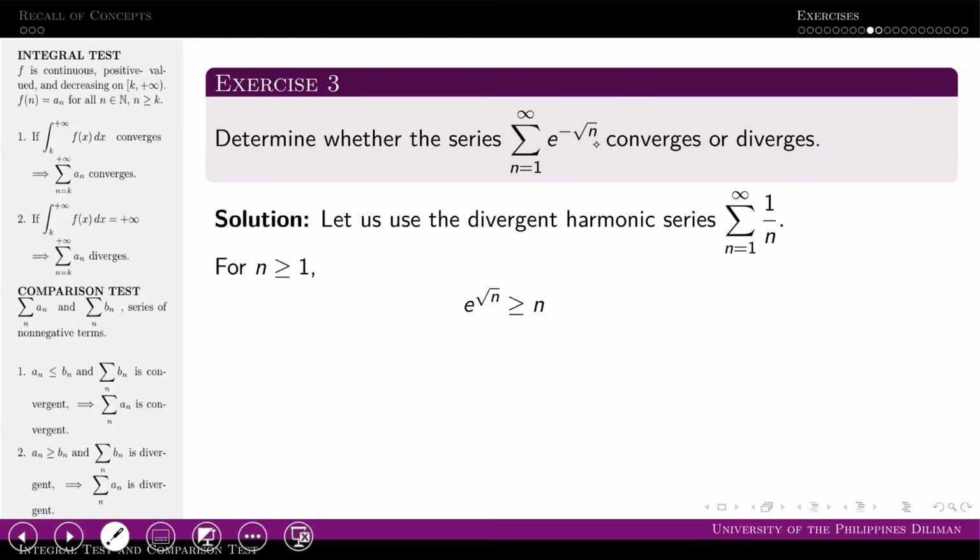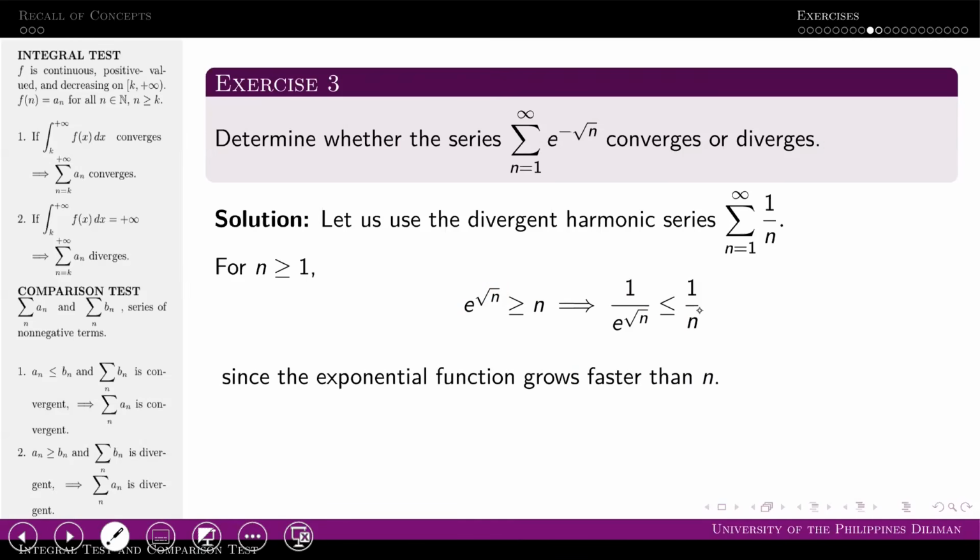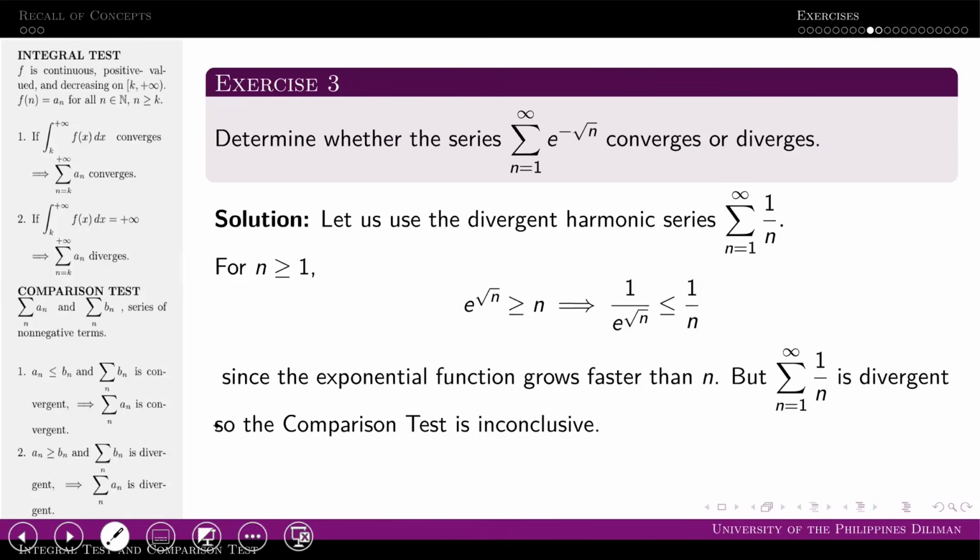So, for n greater than or equal to 1, alam natin na nangyayari to, since mas mabilis lumaki si e raised to square root of n. So kapag kinuha natin yung reciprocal, we'll arrive at this inequality. Pero meron tayong divergent series na greater than our original series. Pero wala yun sa any of the cases ng comparison test. So comparison test here is inconclusive. Wala kang pwedeng makonclude using this series.